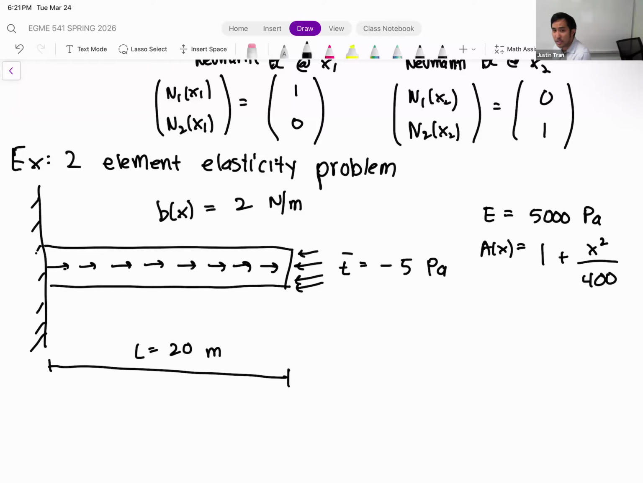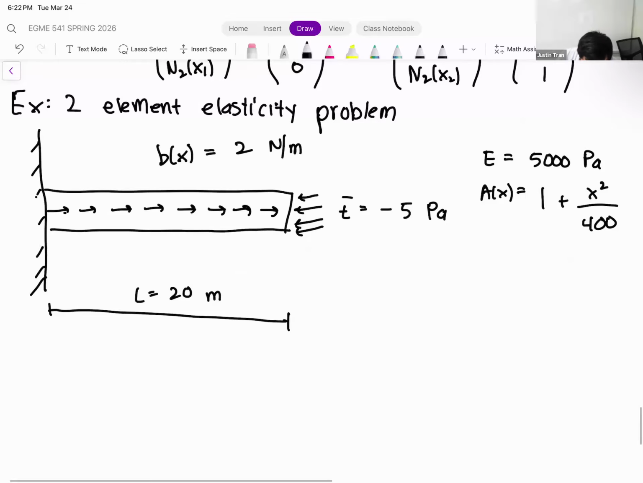So that's something that we haven't seen before. All of our truss bars we've seen before have had consistent area. Now we have one that's flaring out and increasing in area as you go along the bar according to a quadratic function. So what we want to do is compute the finite element solution to this problem.